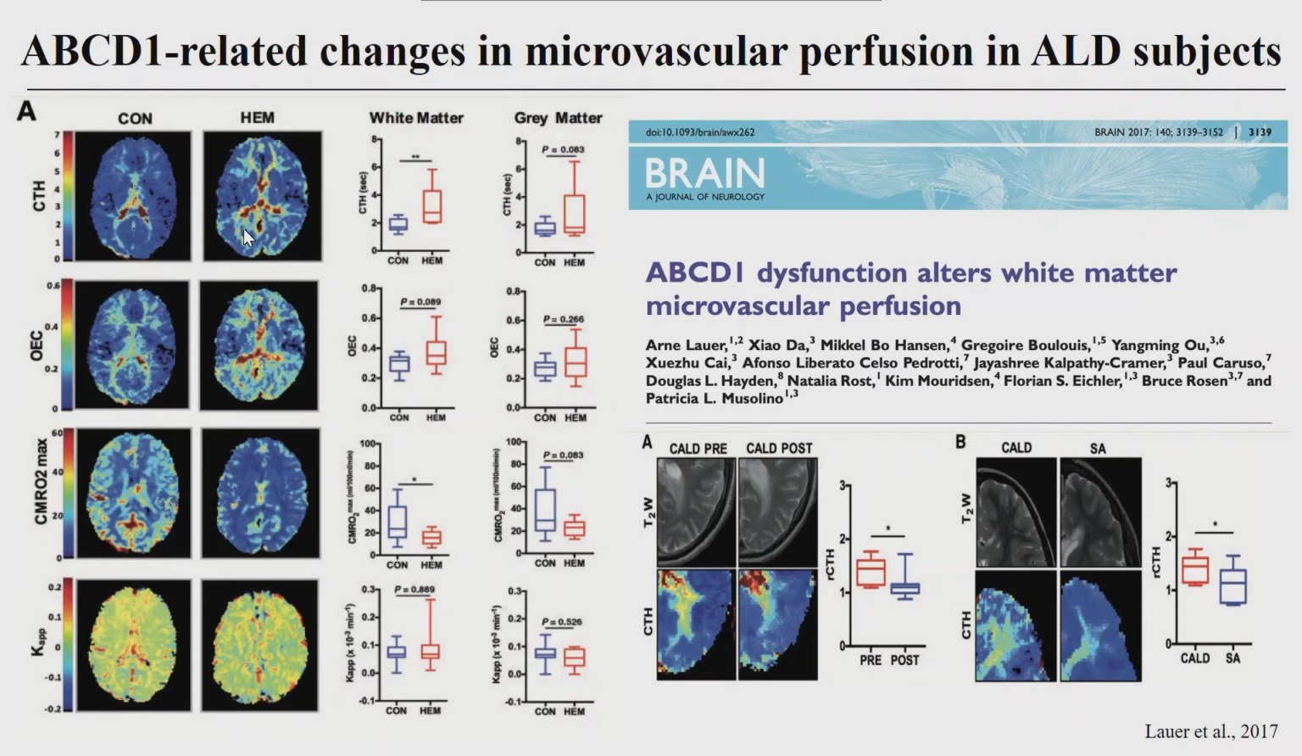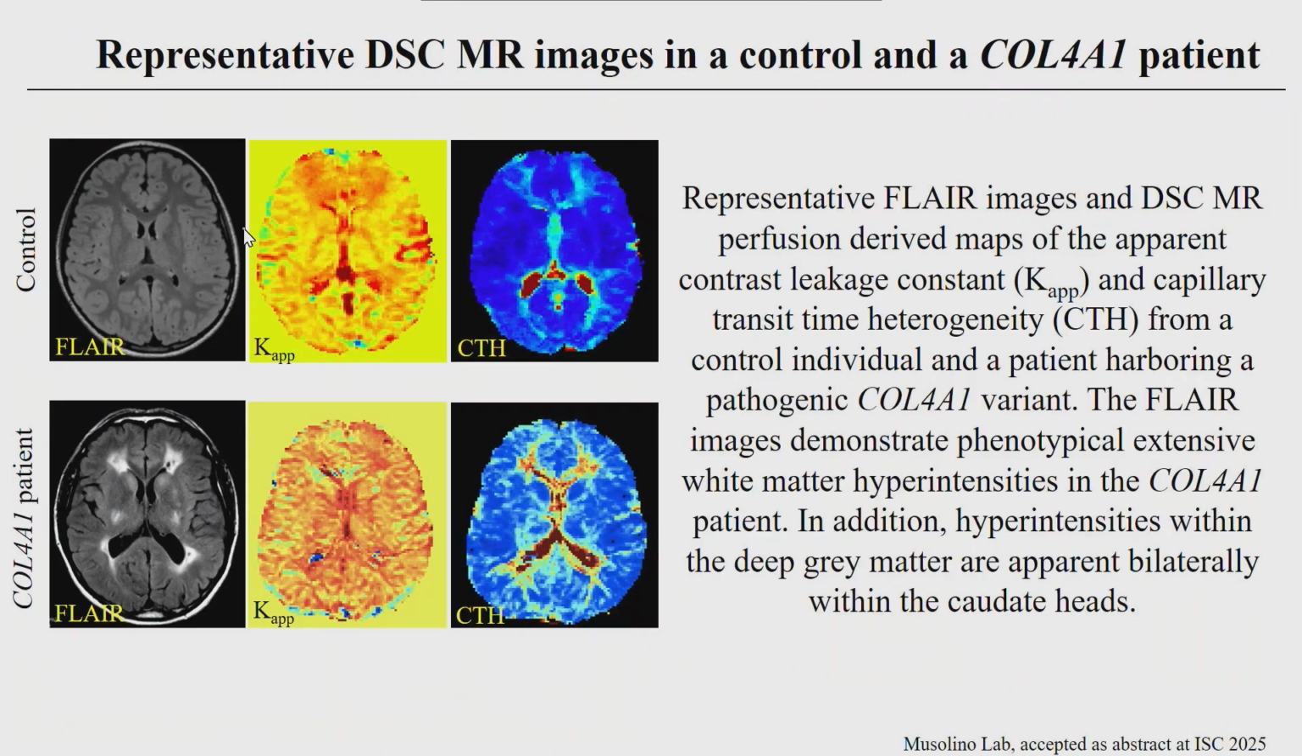This is a paper from 2021. There is another paper from Nature 2023. All this work is led by Arne Lauer, a neuroradiologist from Heidelberg University and a researcher with our lab, who leads our work in microvascular perfusion in different monogenic disorders. So I would advise you to check his work out. And in our patients here, you can see representative FLAIR images of control and COL4A patients and DSC-MR perfusion maps.